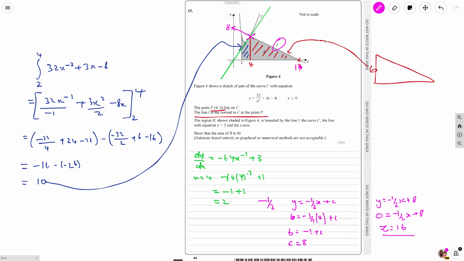Can you see how I've drawn this extra triangle out over here? This triangle goes from an x-coordinate of 4 to an x-coordinate of 16, so the length of it is 12, and then I want the area, so a half base times height, so the area of the triangle is 36. So our final answer is the area of the triangle, 36, plus the area that we worked out over here. 36 plus 10 is 46. What's quite nice about this question is that it's a show that question.